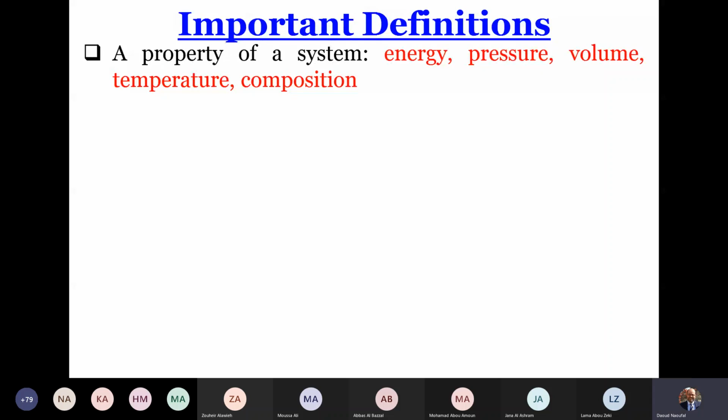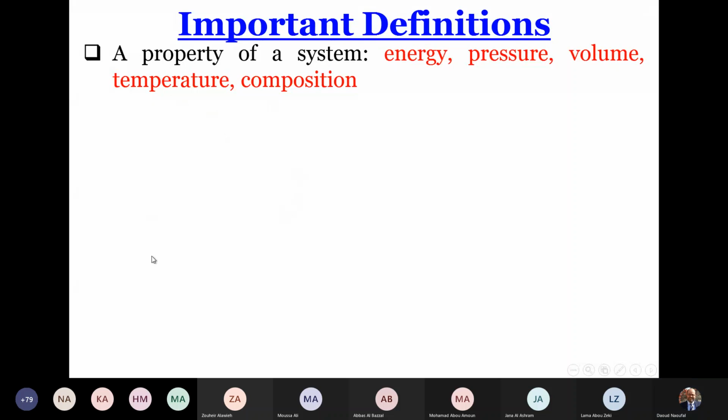If you make a transformation in direction 1 and you return in direction 2 with different conditions or different properties, this is irreversible. And if you make the transformation only in one direction, this is also irreversible. I pass to other definitions.